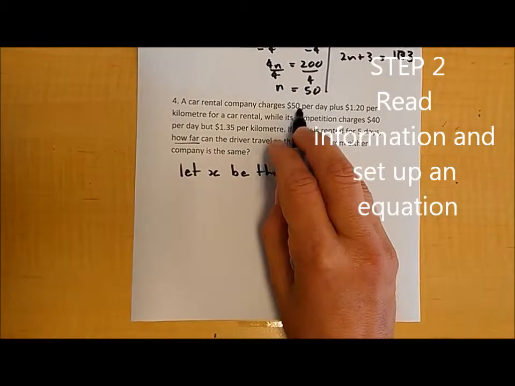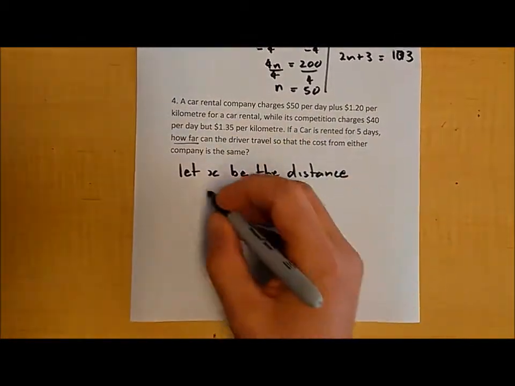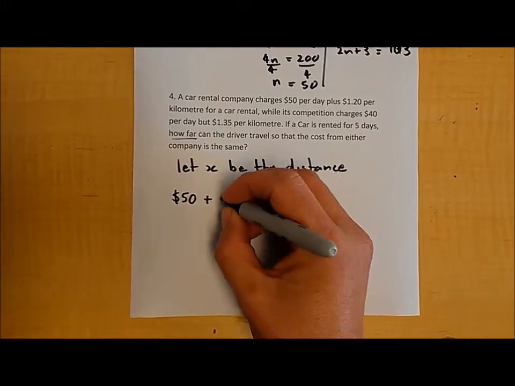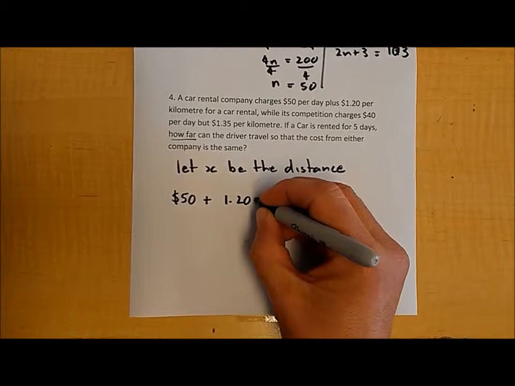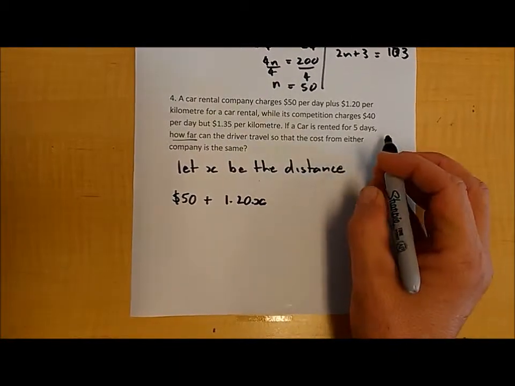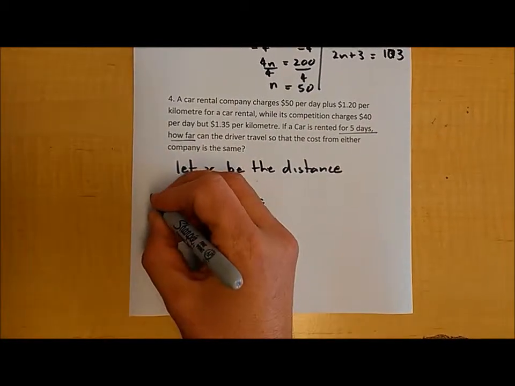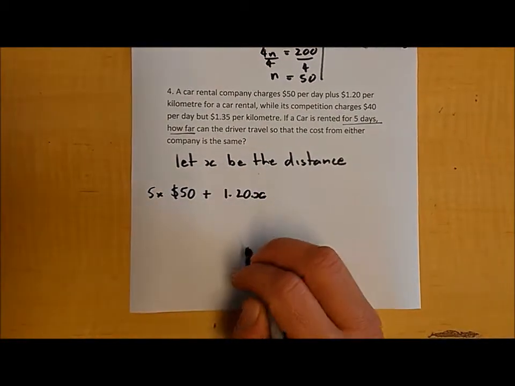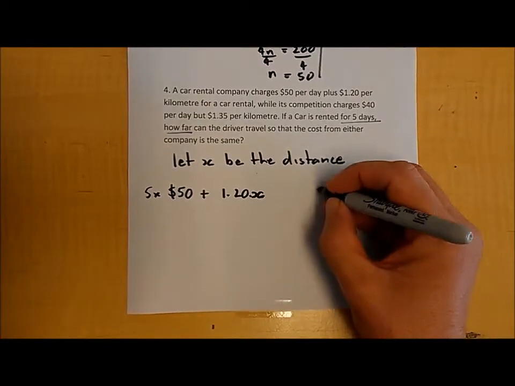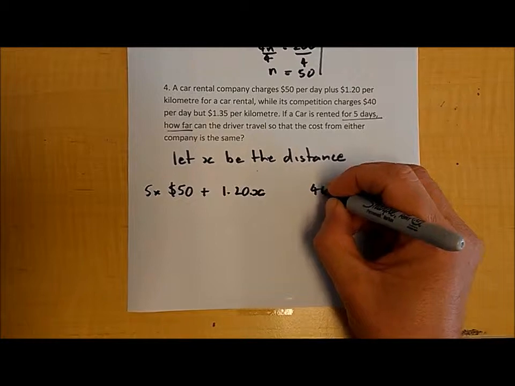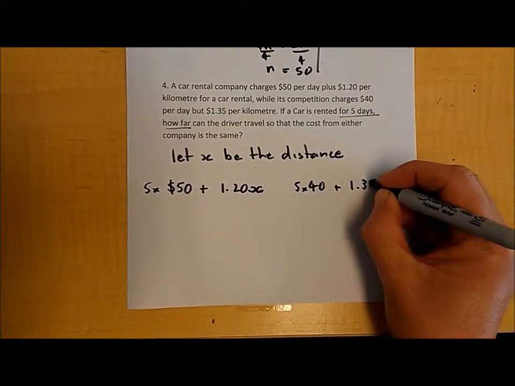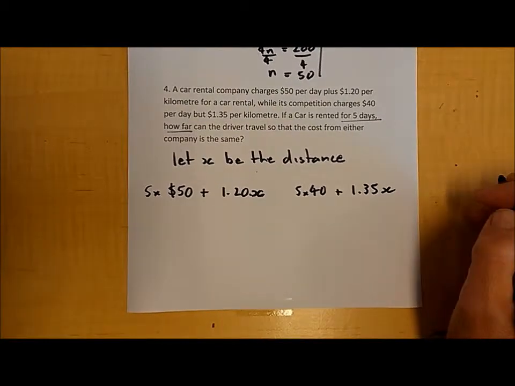The first one charges $50 per day plus $1.20. So $50 per day plus $1.20 per kilometre. So $1.20 for every kilometre. But it's rented for 5 days. So I'm going to have to multiply that 5 lots of the 50 there. And the other one charges $40 per day. So again, I know I'm going to have to go 5 times the 40 plus $1.35 per kilometre.